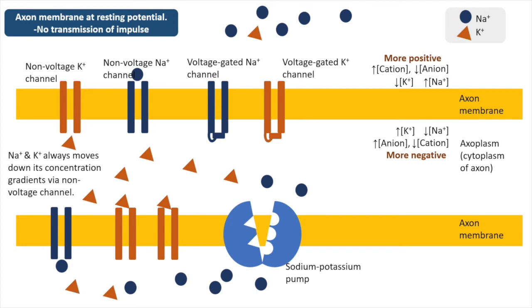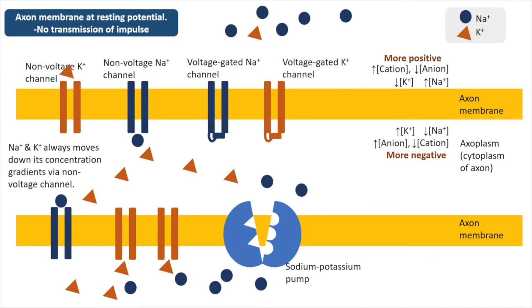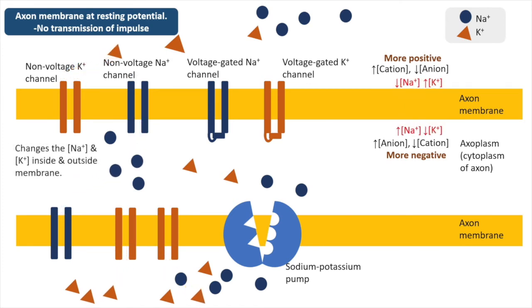These ions have a concentration gradient across the plasma membrane of a neuron. In most neurons, the concentration of potassium ions is higher inside the cell, while the concentration of sodium ions is higher outside of the cell. The concentration gradients of potassium ions and sodium ions are maintained by the sodium-potassium pump.